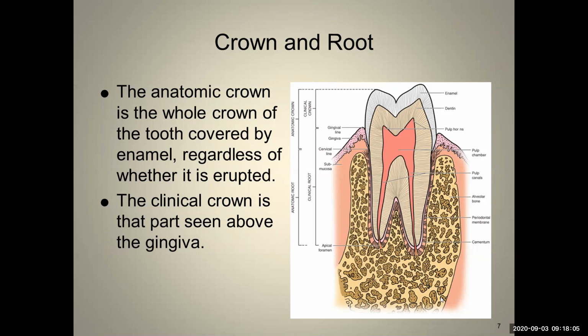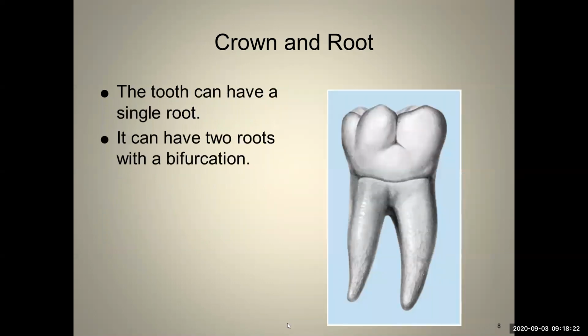Now this is where it gets even more confusing, because this textbook calls the clinical crown any part seen above the gingiva, and Wilkins defines it a little bit differently. So there is some confusion, which we will get into, okay?